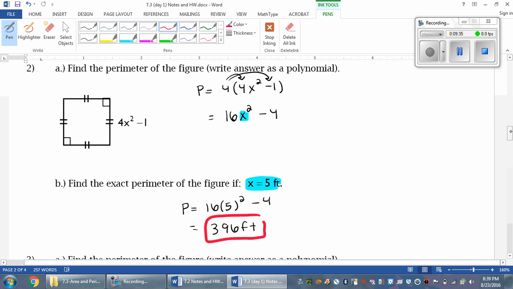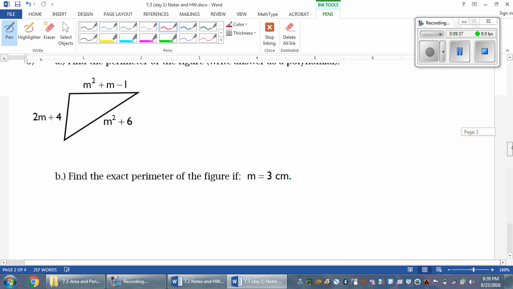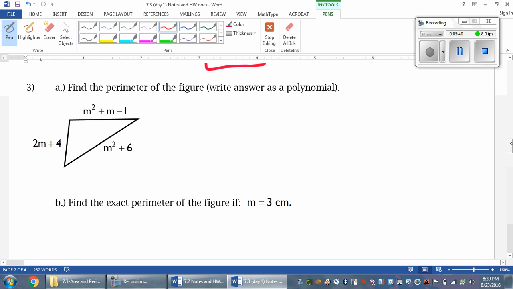All right, and our final example is question number 3. Now we're going to be dealing with a triangle. Now remember, sometimes triangles have all side lengths the same. Those are called equilaterals. And sometimes all 3 side lengths are not the same. Those are called scalene, but you don't need to worry about that.